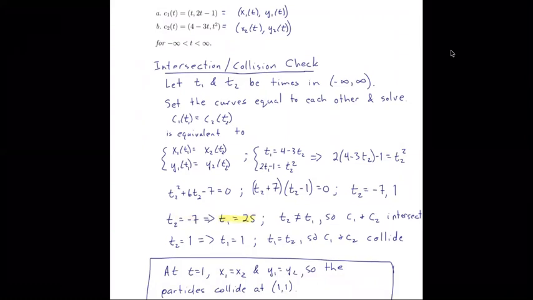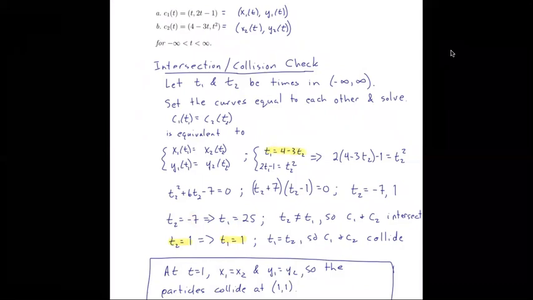Since T1 and T2 don't match, they're not equal to each other, as we've listed here, C1 and C2 intersect at whatever point corresponds to T2 equals -7 and T1 equals 25. We'll get there in just a moment. So this is just an intersection, not a collision. T2 is 1 tells us that T1 is 1. That's what we get when we plug this into this equation again.